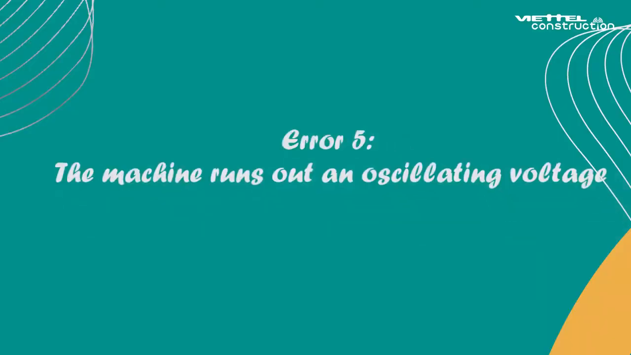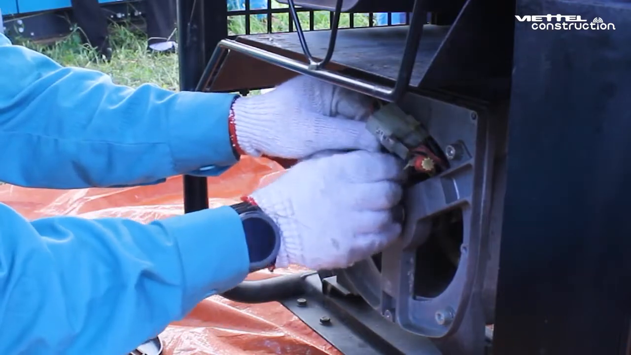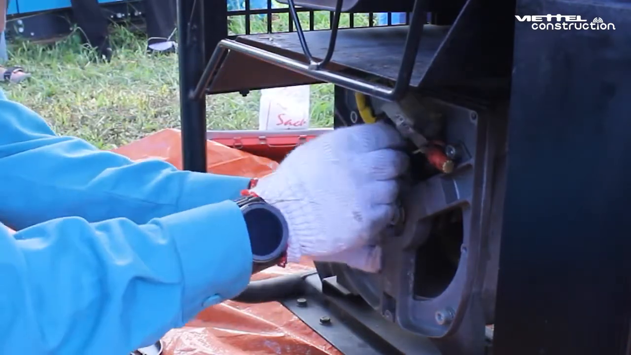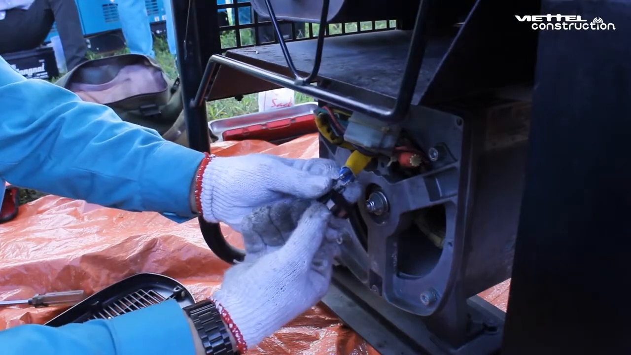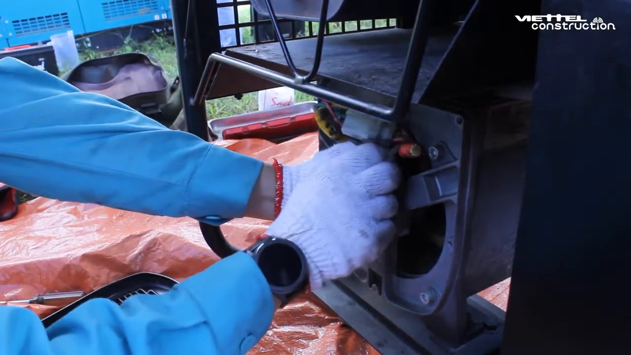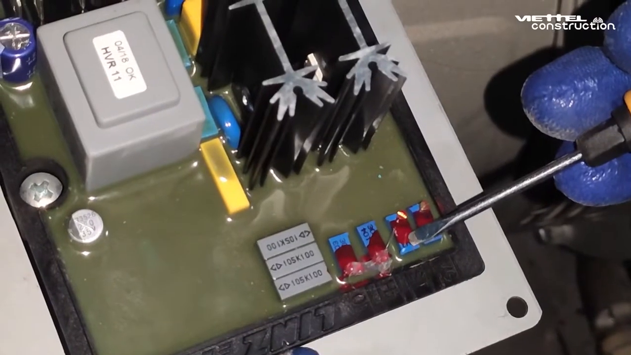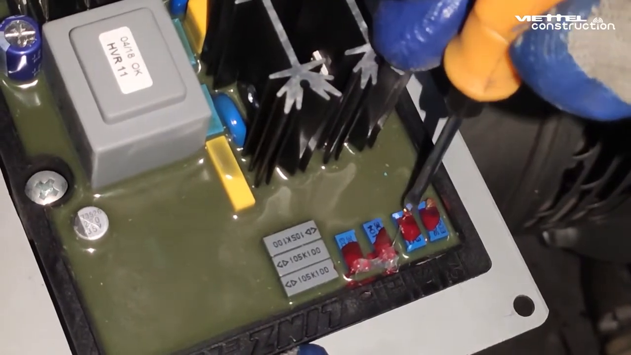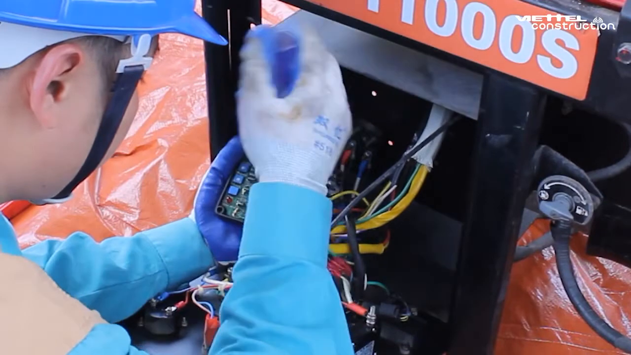Error 5. The machine runs out an oscillating voltage. Check and clean the commutator and brush. If it does not guarantee the quality, the brush should be replaced. Adjust the variable on HVR to stabilize the output voltage. If this is not stable, new AVR must be replaced.